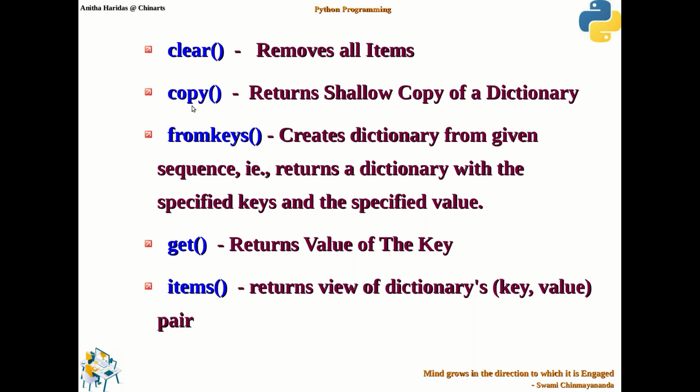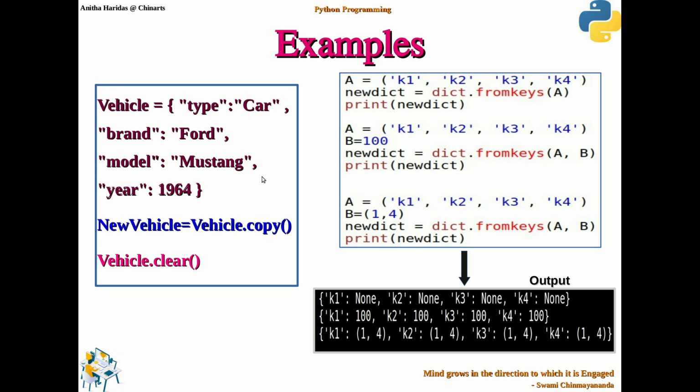Then copy is used for returning a copy of the dictionary. It returns a shallow copy of a dictionary. Then the next one is fromkeys. fromkeys creates a dictionary from the given sequence. That is, it returns a dictionary with the specified keys and the specified value. We'll see examples of these 3 first.